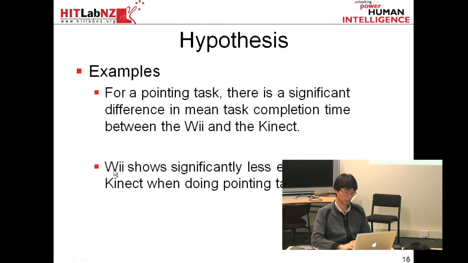And another example could be, Wii will show less error compared to Kinect when doing a pointing task. So again, here it includes different conditions, which is the independent variable. Less error is the dependent variable, and saying doing pointing test shows what the context is about when you are measuring this error.